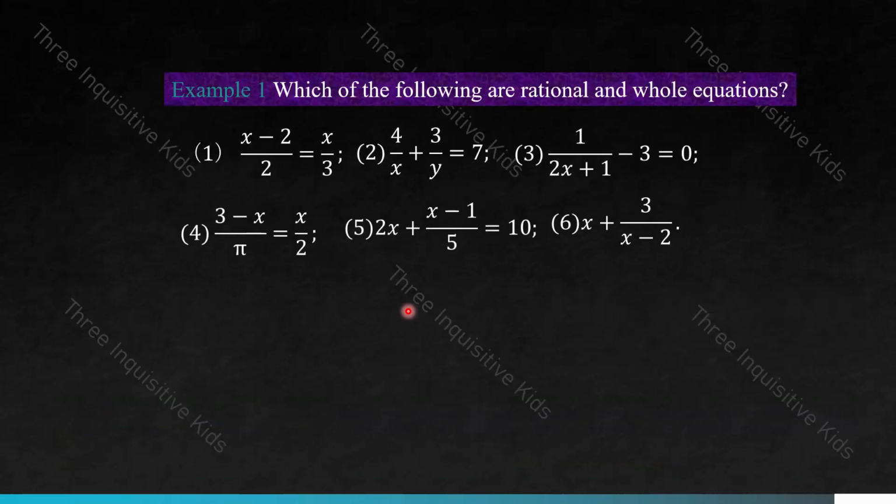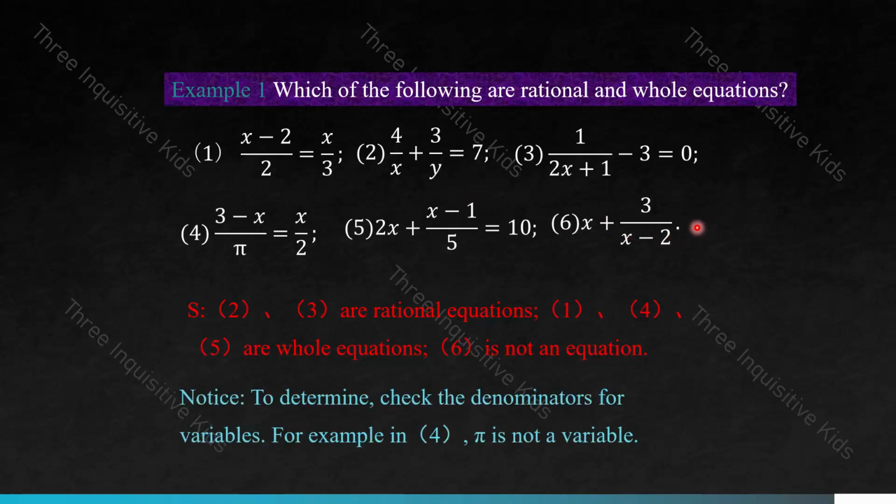Example 1. Which of the following are rational and whole equations? So I want you to identify which ones are rational, which ones are whole. Well, all we have to do is refer back to the definition. Numbers 2 and 3 are rational equations. Numbers 1, 4, and 5 are whole equations. And number 6 is not an equation because there is no equal sign. Notice, to determine this, we can check the denominators for variables. For example, in example 4, pi is not a variable.